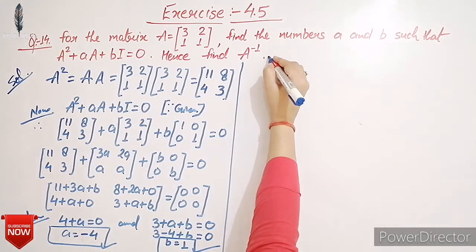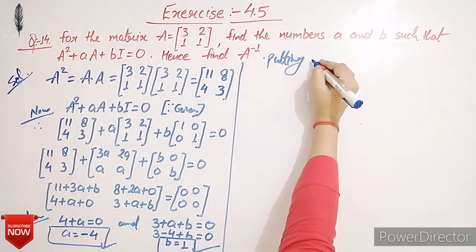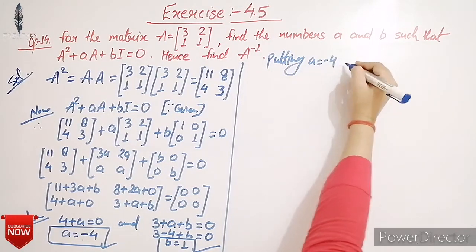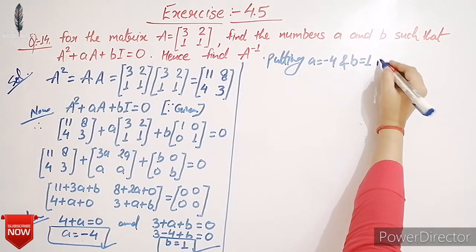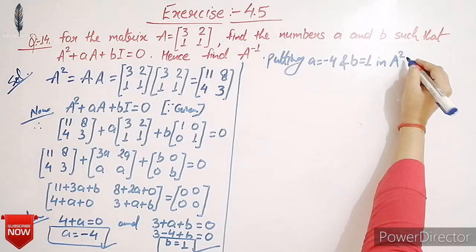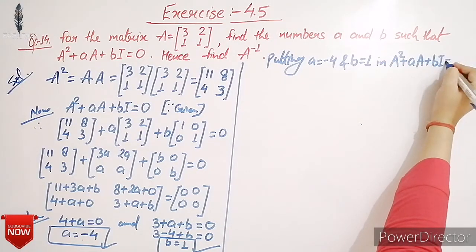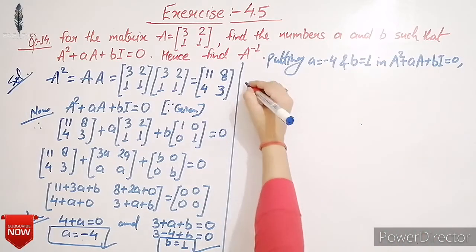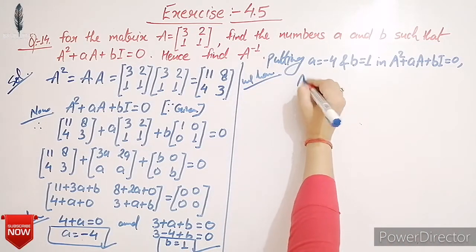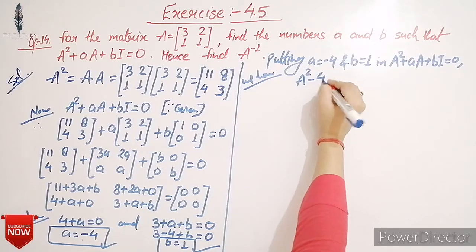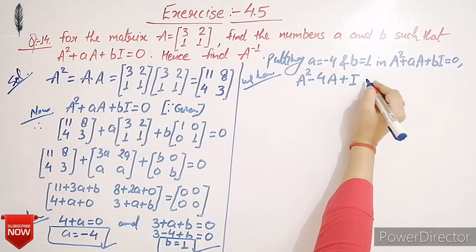Now putting a equal to −4 and b equal to 1 in A² + aA + bI equals 0, we have A² − 4A + I equals 0.